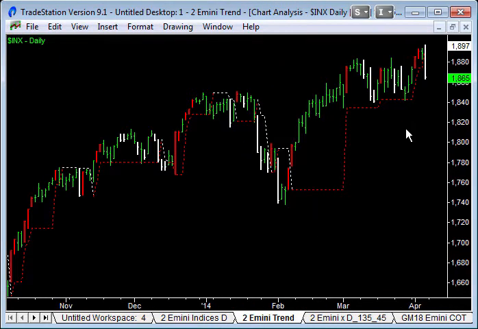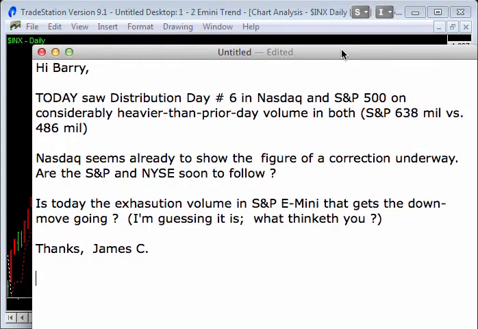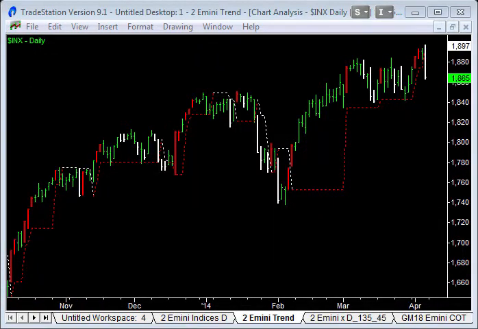Better X trend has also started to flip around. So a few days ago we had this last move and it broke back up on some of these time frames, but this is the S&P 500, bang, exhaustion sell day, and this is what James is referring to here: today's exhaustion volume on the S&P mini that gets the down move going. I guess it is. So that's exactly how I'm interpreting it.